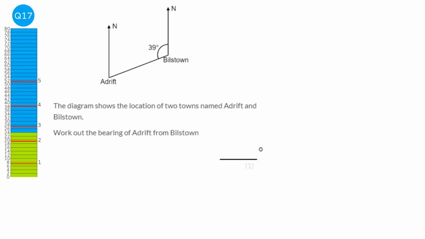The question asks us to find the bearing of Adrift from Billstown. So we're at Billstown and we're looking at the bearing of Adrift from it. So we're looking at this angle here. And so to find that angle, all we need to do is 360 degrees, which is angle at a point, and then take away the 39 degrees that we know, and that equals 321 degrees. And the reason why we find this angle is that all bearings are from north going clockwise. So the answer is 321.